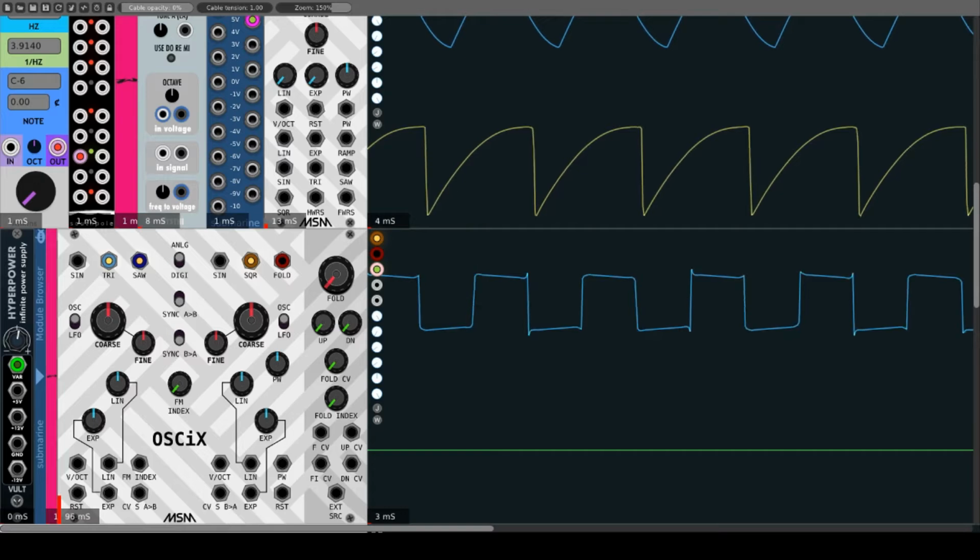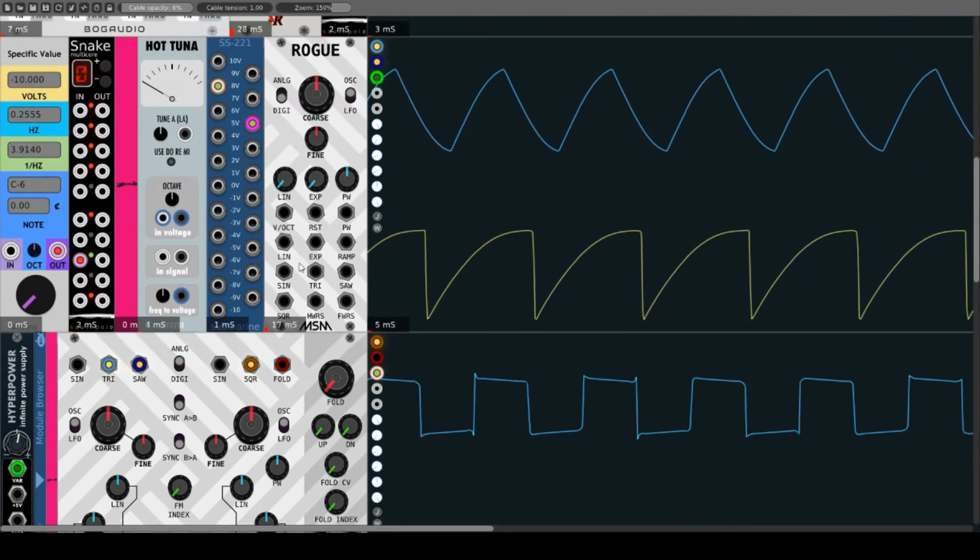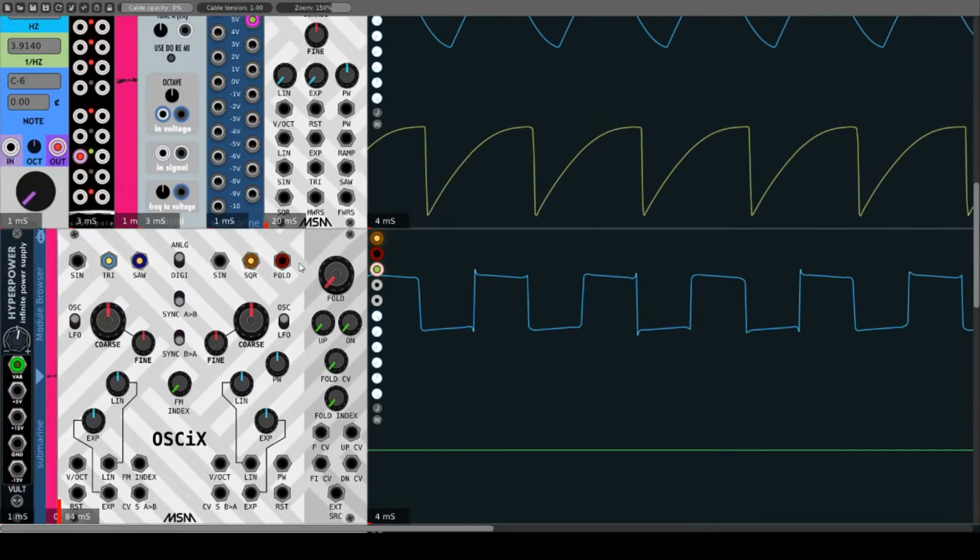The next oscillator could be described as Rogue's big brother. Basically, the OSC-EX consists of two Rogues, but without the rectified sine waves. But it has the waveform fold, but more about that later.